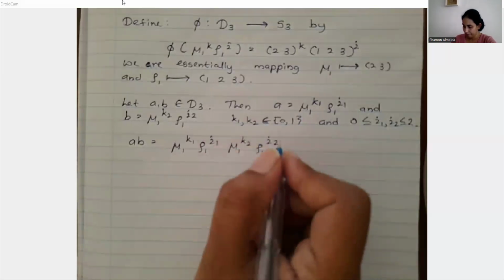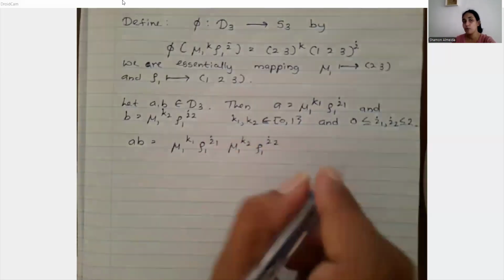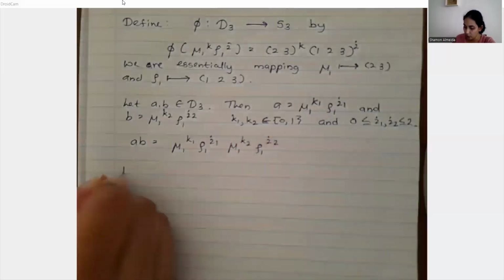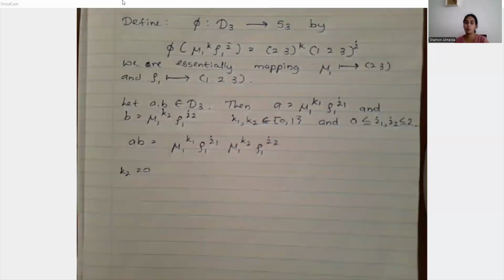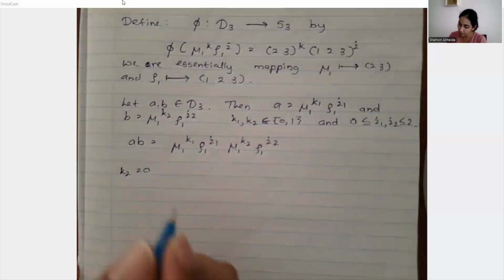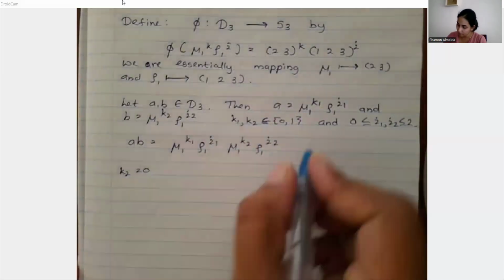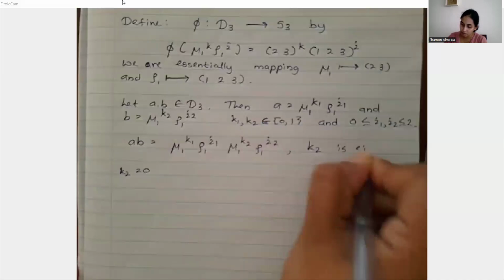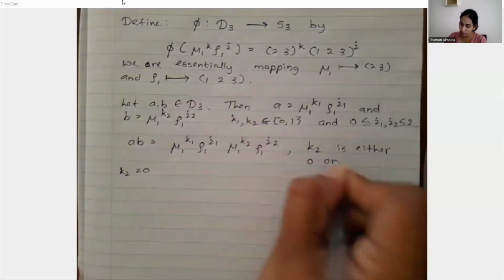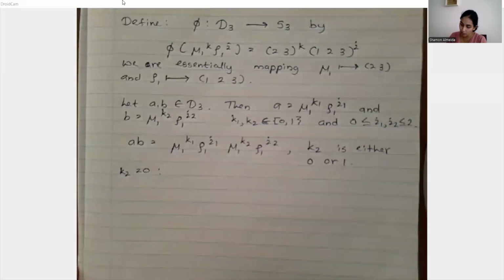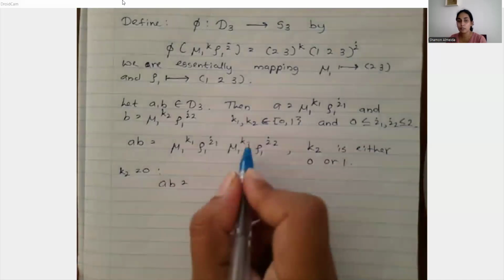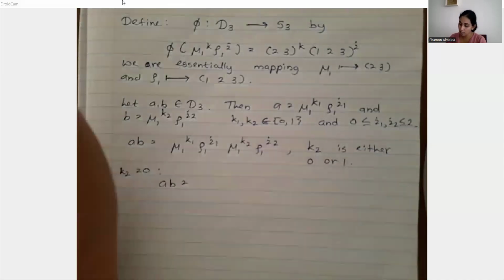Okay, right. Now, what I'm going to do is consider two cases for K2. K2 can only be either 1 or 0. Let me write over here, K2 is either 0 or 1. So when K2 is equal to 0, we have AB to be, now this K2 will be 0, mu1 raised to the power of 0 is simply the identity permutation.